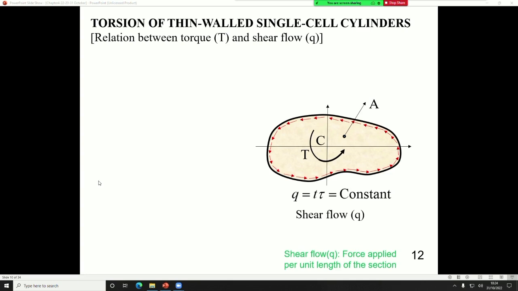No, ignore the centroid at the moment. The centroid of this is not located on the section. It's located inside it. But the curvilinear coordinate system, the origin, must be located on the section. Yes, you can put it anywhere on the section, but not inside the section. Okay.